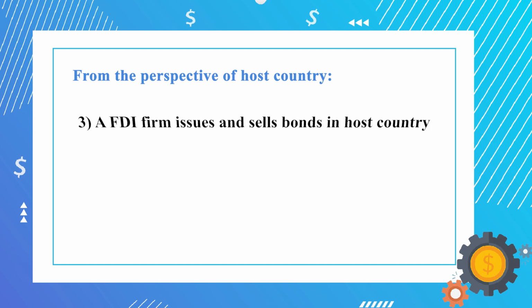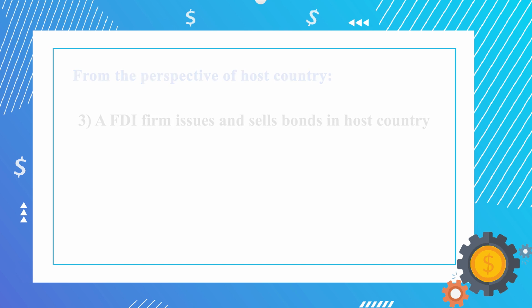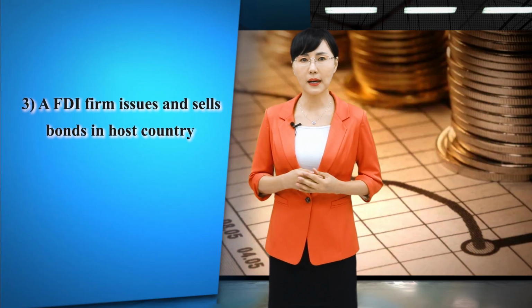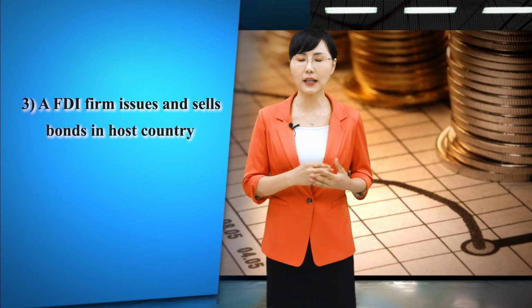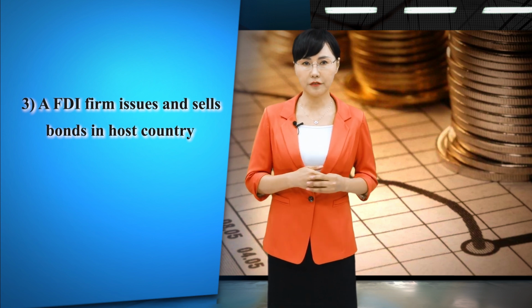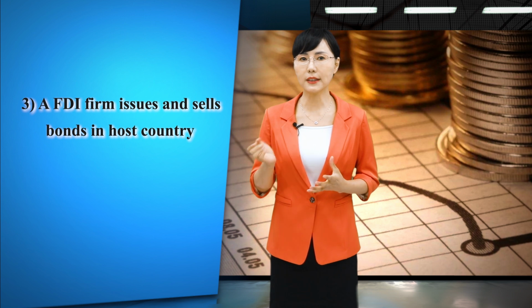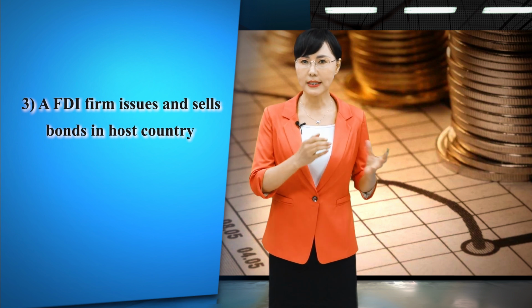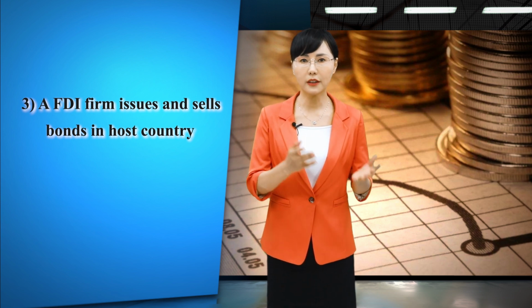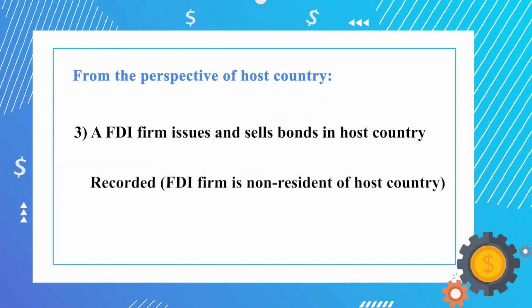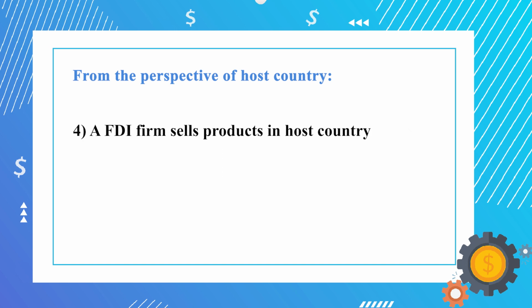The third transaction: an FDI firm issues and sells bonds in the host country. Issuing and selling bonds are recorded as financing activity, not production activity. So, the FDI firm is regarded as a non-resident of the host country. The transaction takes place between the non-resident FDI firm and a resident, the host country, so it should be recorded in the BP's account.